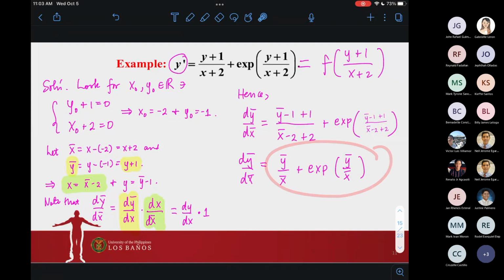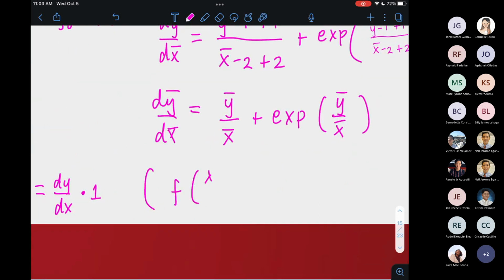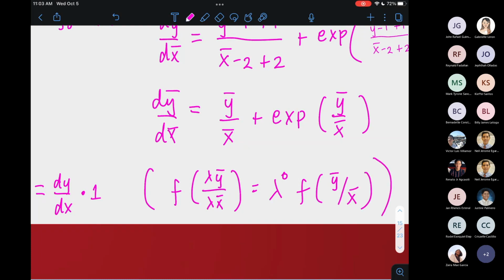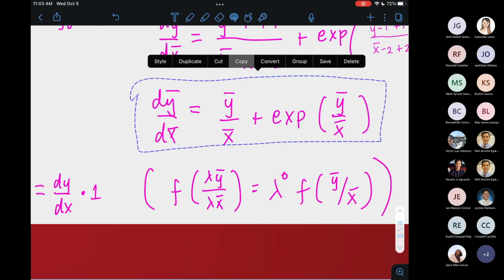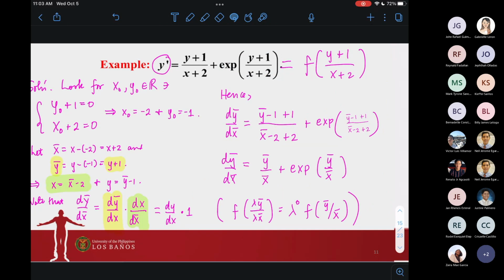Kasi kung ito si f, pag pinalitan mo lahat ng y bar ng lambda y bar, tapos lahat ng x bar, pinalitan mo ng lambda x bar, ma-reduce lang uli siya dito. You end up with the same expression, right? Kasi pag pinalitan mo si y bar ng lambda y bar, si x bar ng lambda x bar, ganun din dito, ma-cancel to, ma-cancel yan, you end up with the same equation, right? So essentially what I'm saying is that f of lambda y bar over lambda x bar ay equal kay lambda to the 0 f of y bar over x bar. So essentially siya ay homogeneous of degree 0. Tapos alam na natin kung paano nagsosolve ng mga equations na homogeneous of degree 0 yung kanyang components, right?